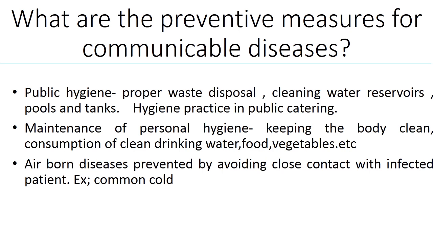One of the common preventive measures is maintenance of personal hygiene. This is the basic thing that should be followed by everyone for preventing communicable diseases. This includes keeping the body clean, that means a regular bath, and hands should be washed before having food. And one more is consumption of clean drinking water, that means water should be boiled before drinking. Then fruits and vegetables that we use should be washed properly for avoiding pathogens. These are a few personal hygiene measures that should be followed regularly.